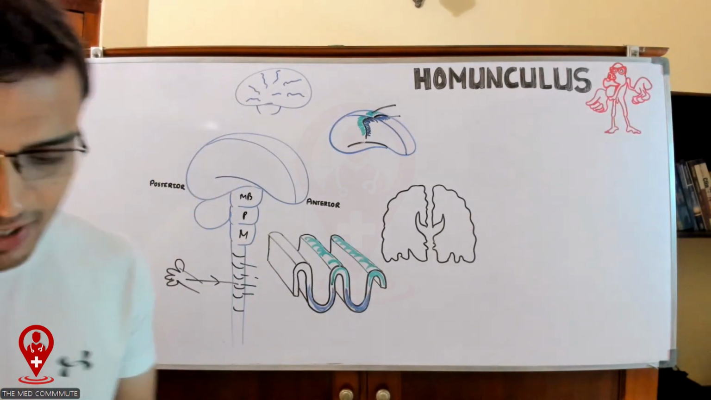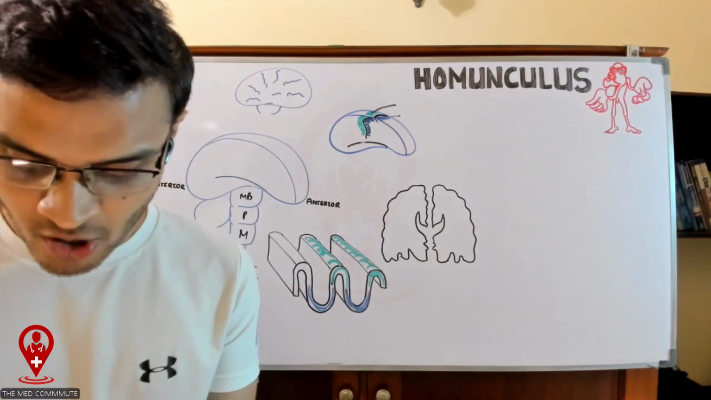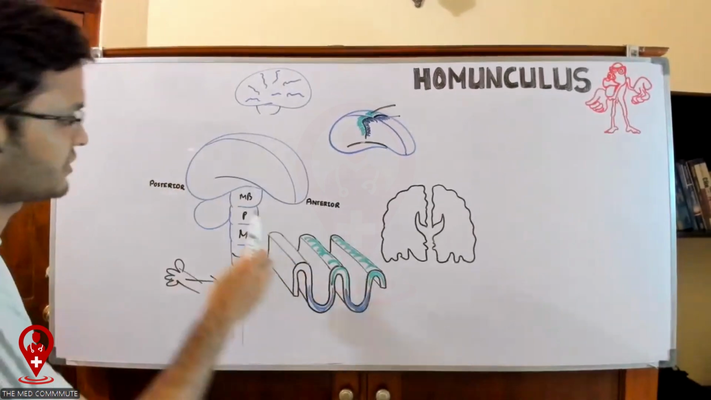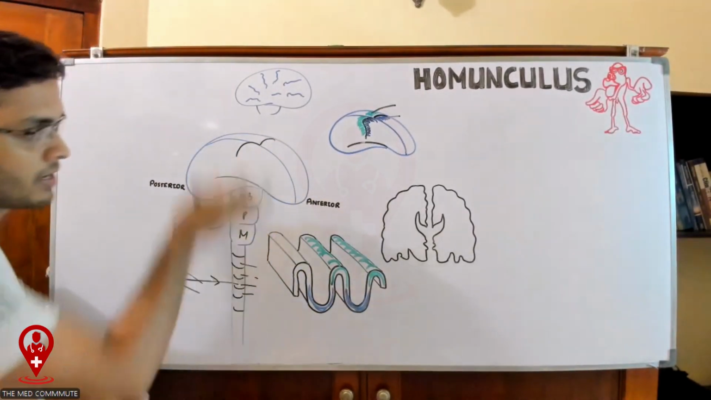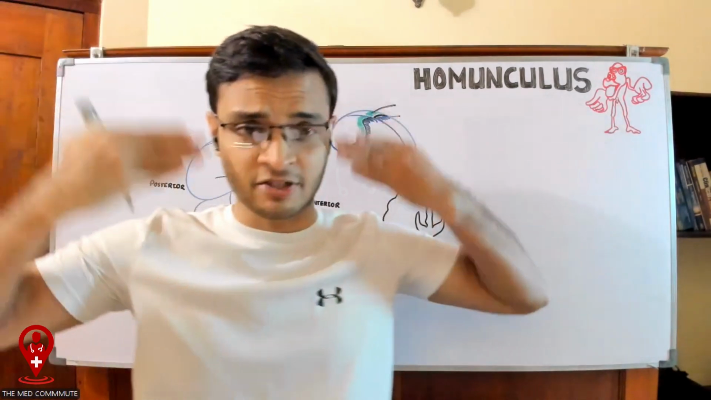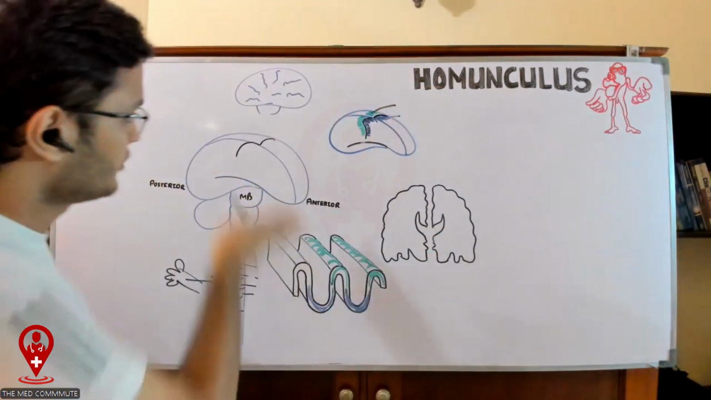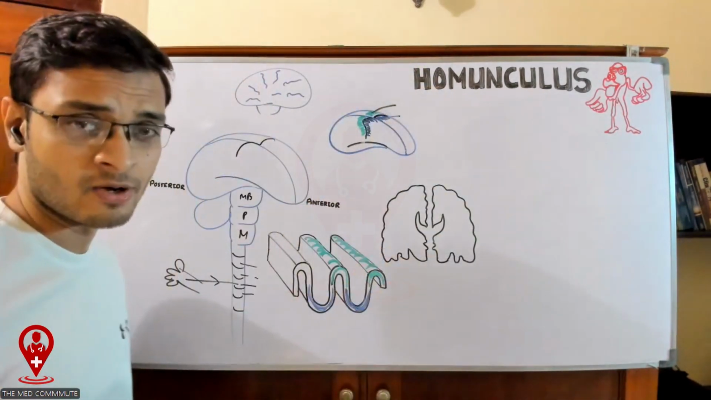Now, what are we going to do? We are going to take a cross section through this central sulcus. Let's say the central sulcus is somewhere here. We are going to take a cross section, a coronal section, a frontal cross section through this sulcus, and we're going to see what we get.